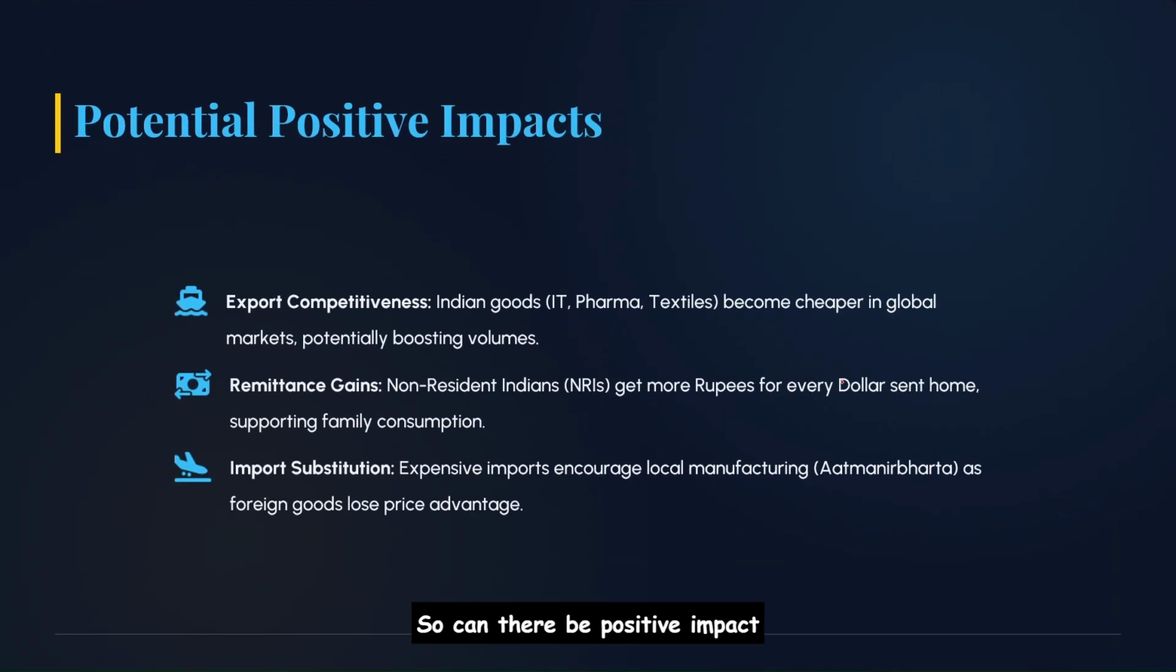So, can there be a positive impact from this? If so, what are they? Export competitiveness. When the rupee value falls, Indian goods become cheaper abroad, so exports might increase. And the remittance gains. The NRIs will send money to India because they will receive more Indian money for every dollar sent home. That is, basically they received 8,400 rupees for $100. Now they will receive 9,400 rupees for the same $100.